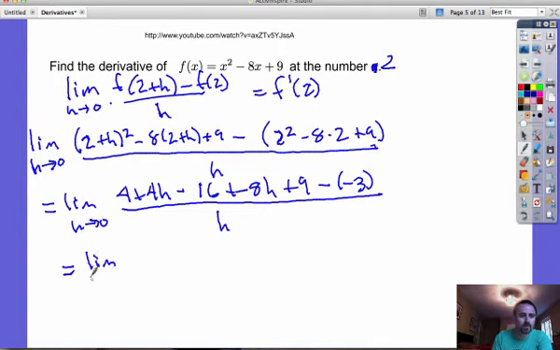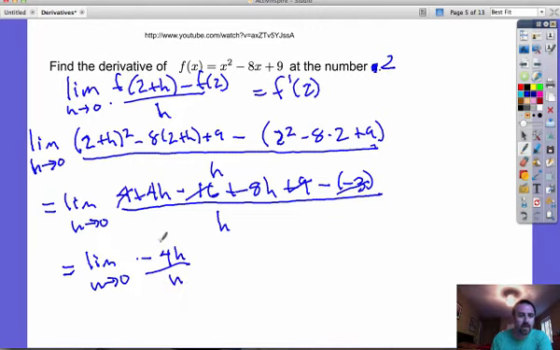The limit as h goes to 0 of, let's see here, 4 plus negative 16 is negative 12, plus 9 is negative 3, minus negative 3 is 0. Good, so these are all gone. All the constant numbers are out of there. And all we're left with on the top is 4h minus 8h, which is negative 4h.